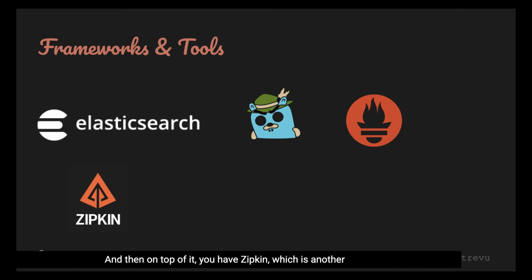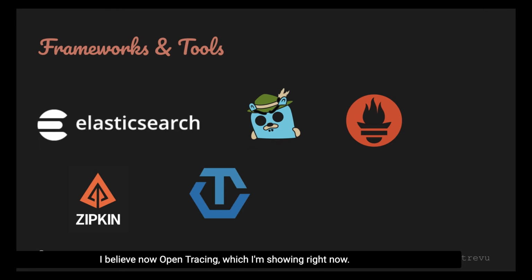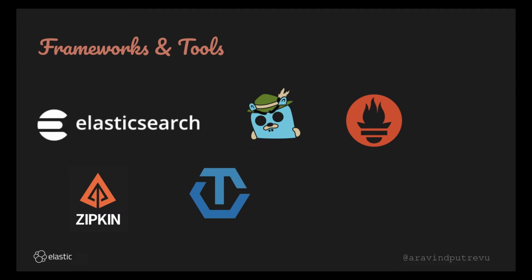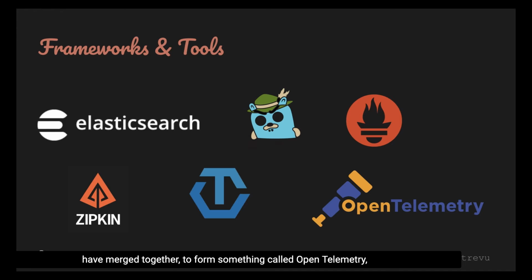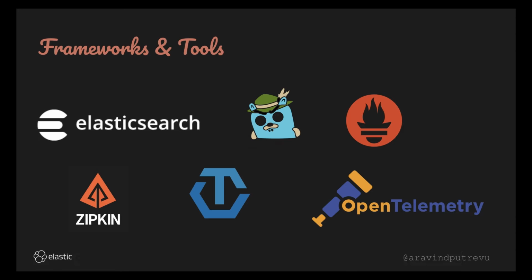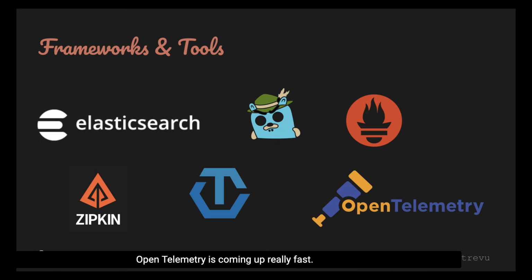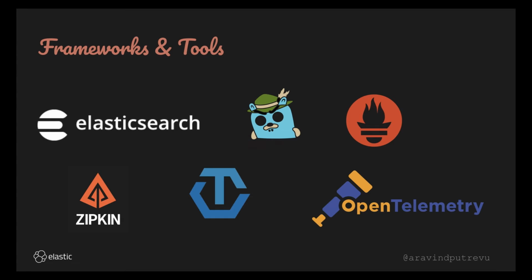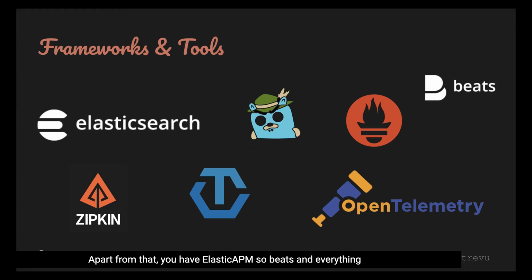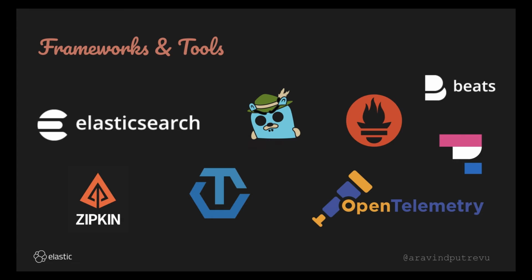And then on top of it, you have Zipkin, which is another open source tracing platform. I believe now OpenTracing, whose logo I'm showing right now, is also very popular, but OpenTracing and OpenCensus have merged together to form something called OpenTelemetry, which is a very popular project now and is vendor agnostic. You could use the agent and switch to a different vendor every time. OpenTelemetry is coming up really fast, and it's also a CNCF project. Apart from that, you have Elastic APM, Beats, and everything in this area.